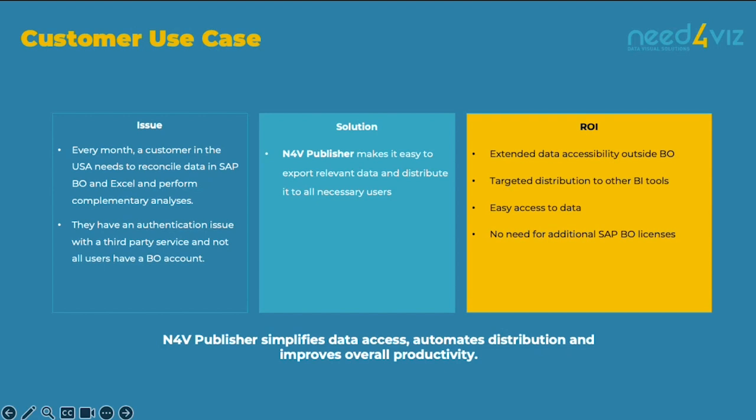You're able to have targeted distribution to other BI tools, as I mentioned a moment ago, as well as easy access to that particular data. And I think the best of all, there is no need for additional SAP Business Objects licenses in order to achieve that export. So really what we're doing is the N4V Publisher simplifies data access, it automates distribution, and it improves overall productivity.